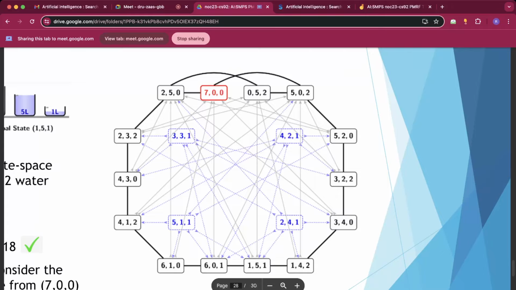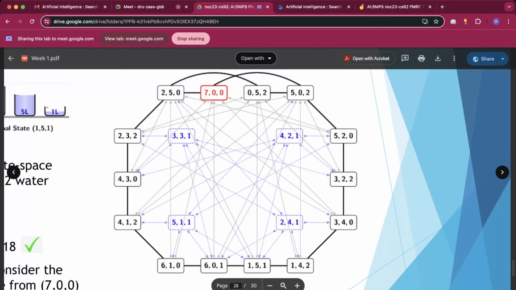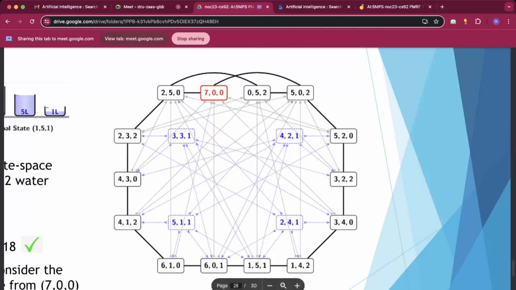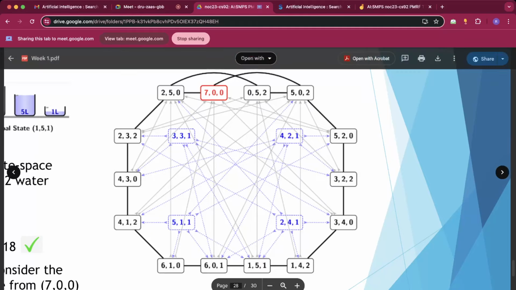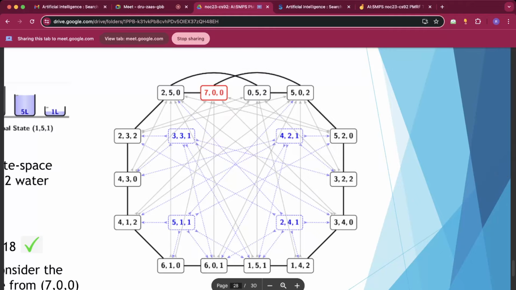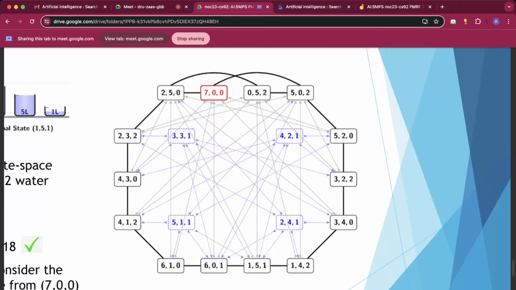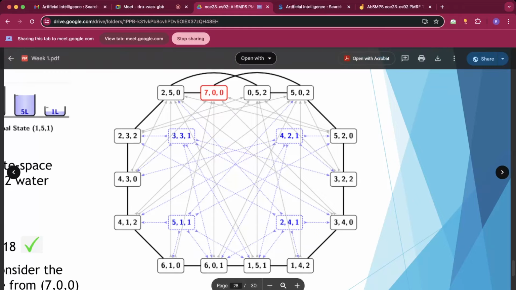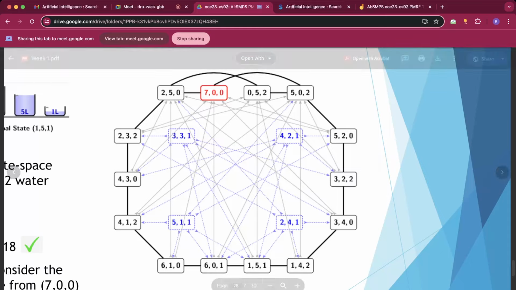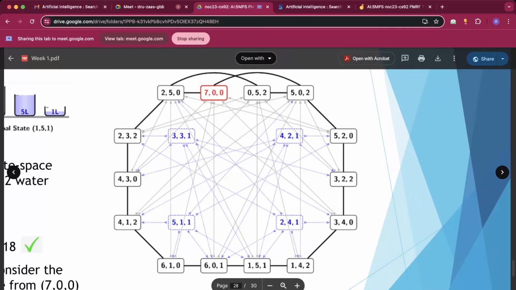This is not the only path. We could have gone the other way as well. We could have gone 700 to 250, 232, 430, 412, 610, 601, and then 151. But this would involve 7 hops, 1 2 3 4 5 6 and 7, right? And what we were asked is the shortest possible way to go from 700 to 151, right? And that would be the 6 hop path that we just discussed.